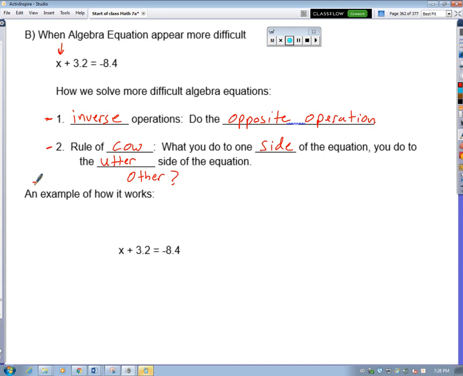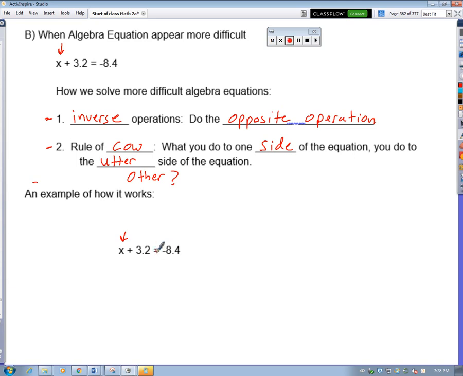Here's our equation right here, and we're trying to find out what this mystery number is. Here's what we're going to do. We're going to do number one, the inverse operation. We have two sides of the equation. We have this side, and then we have this side over here, and they're separated by the equal sign.